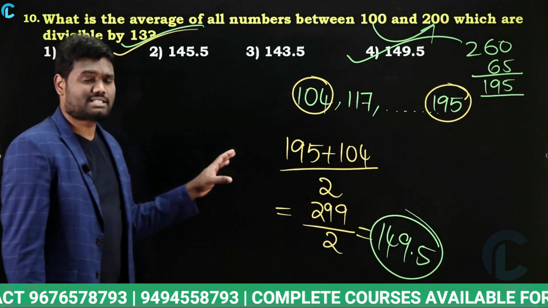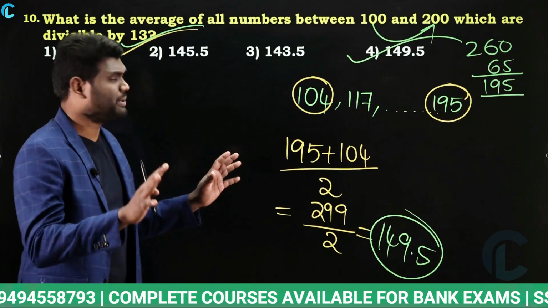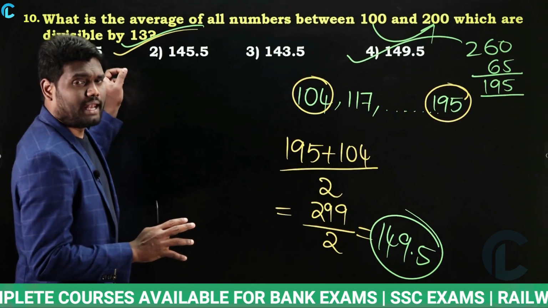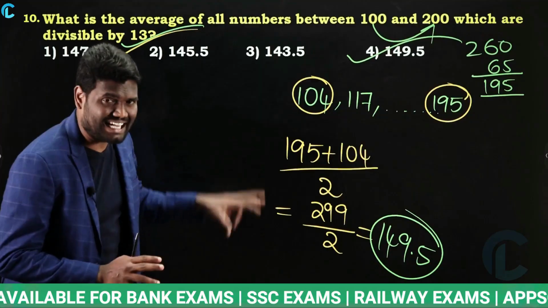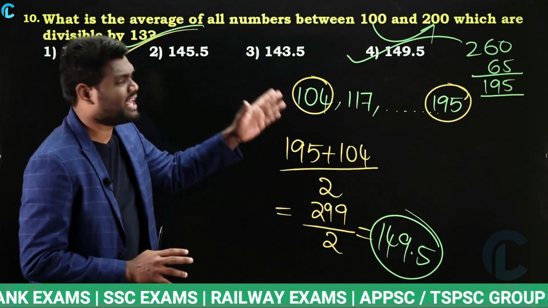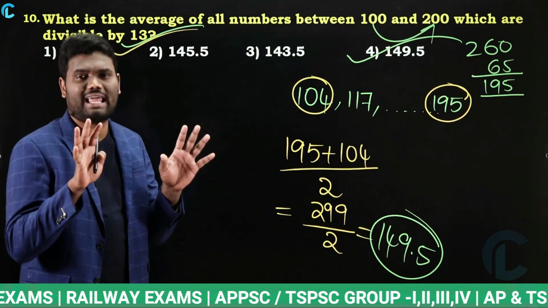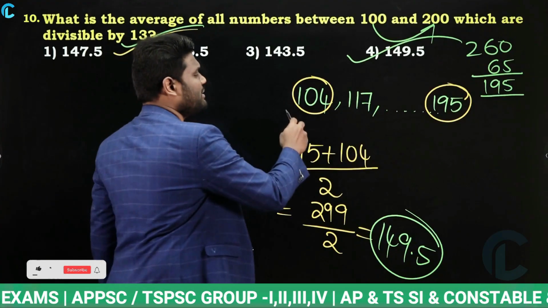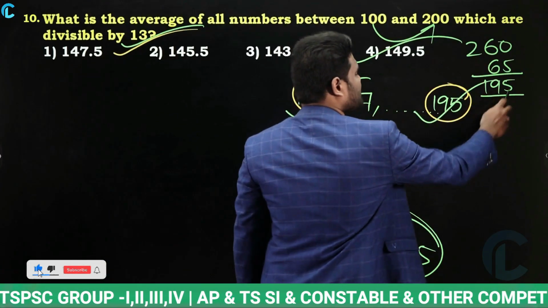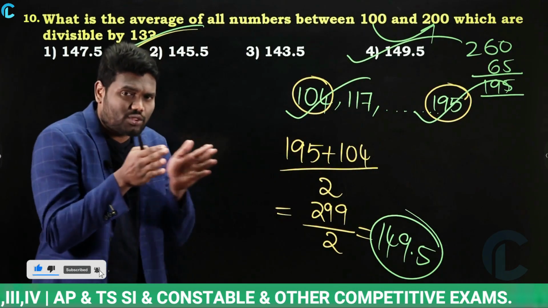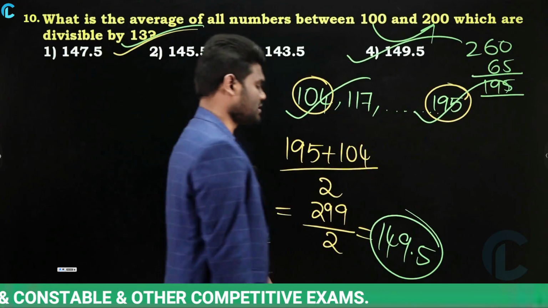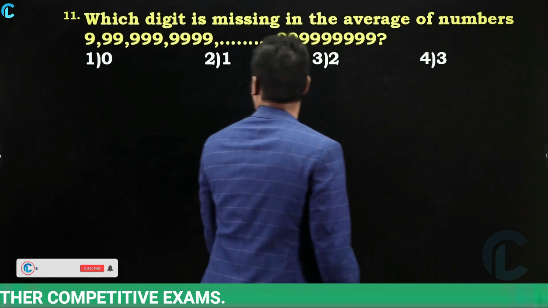Even this question was asked in the mains examination. Very simple. You are just asked to find numbers which are divisible by 13 and in between 100 and 200. For that you need to calculate the average. So we know the smallest number is 104 and we know the highest number is 195. Just add those numbers, divide by 2. You will get the answer. Okay. Let us look at the next question.